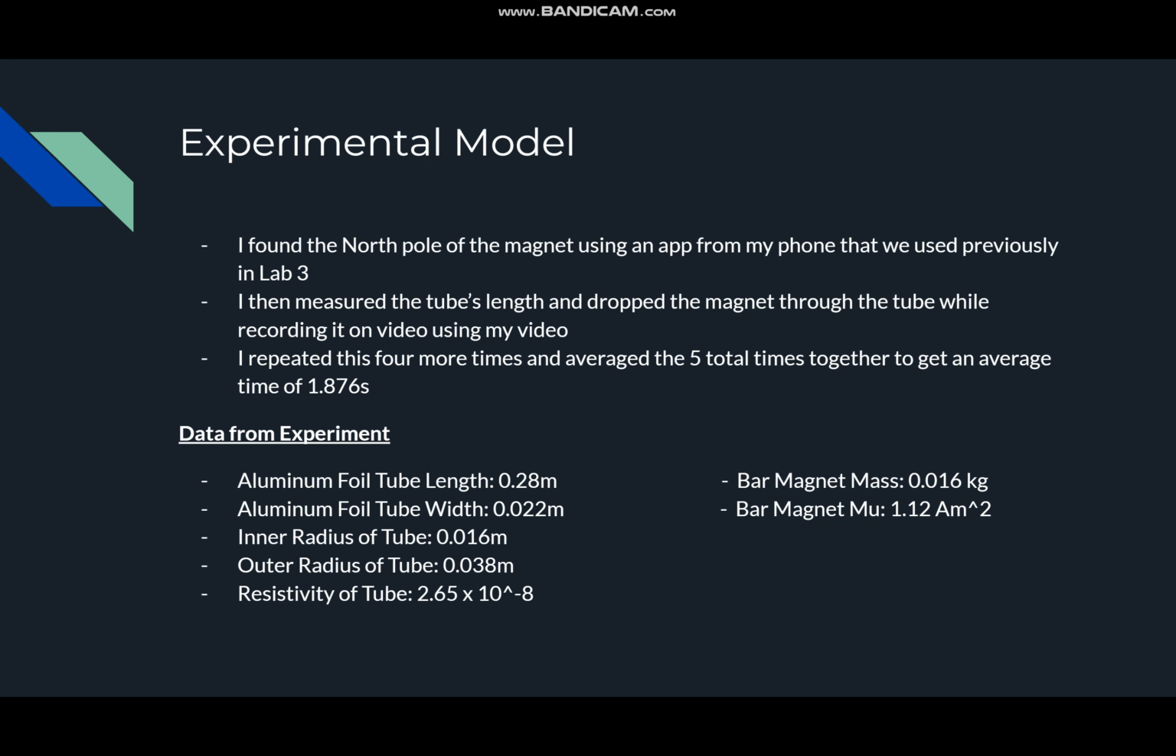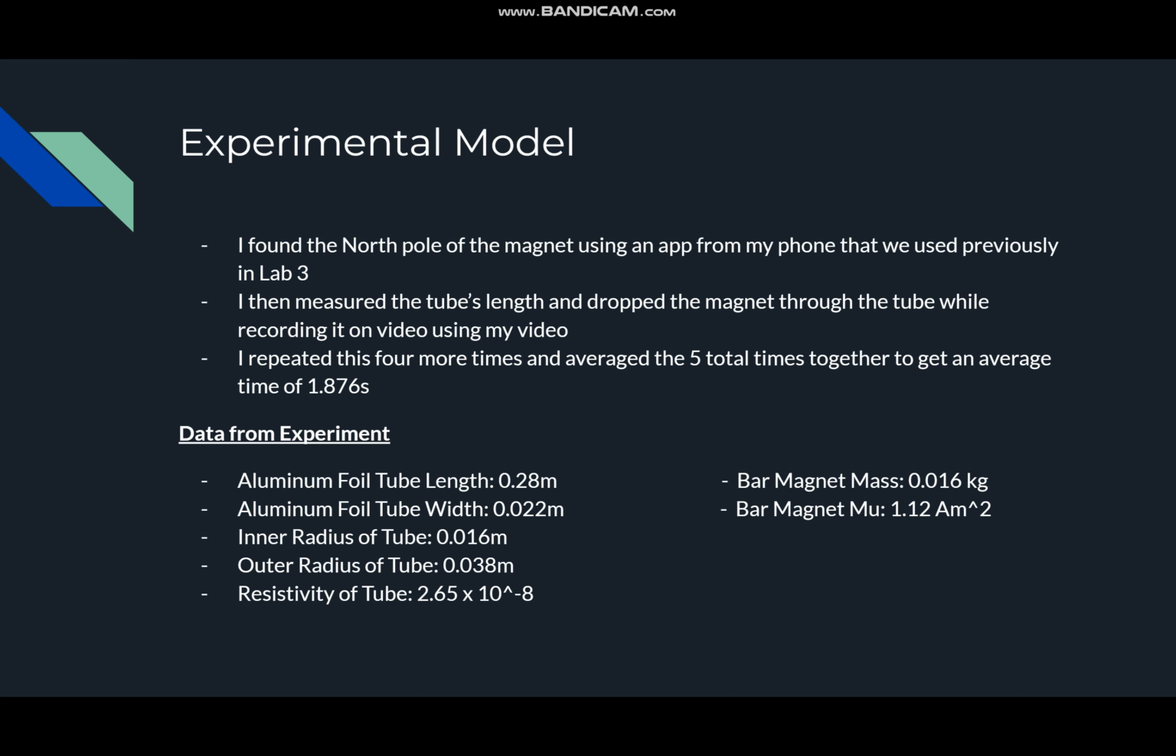Now for the experimental model, I found the north pole of the magnet using an app on my phone that we previously used in Lab 3. I then used the tube's length and dropped the magnet through the tube while recording it on my phone. I repeated this 4 more times and averaged the 5 total times of each video to get an average time of 1.876 seconds.